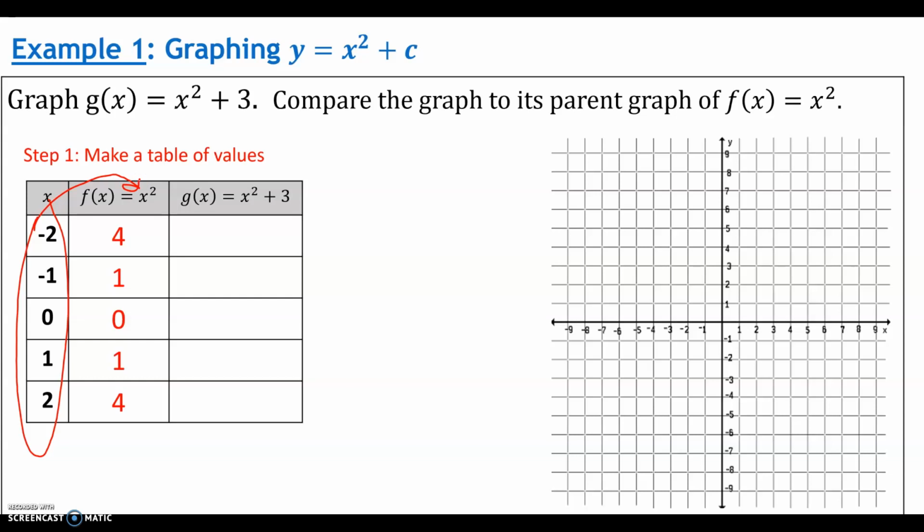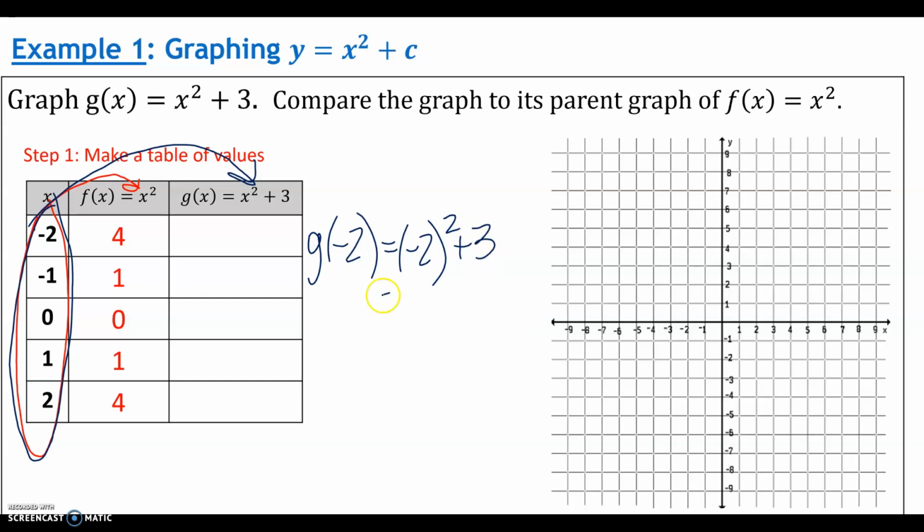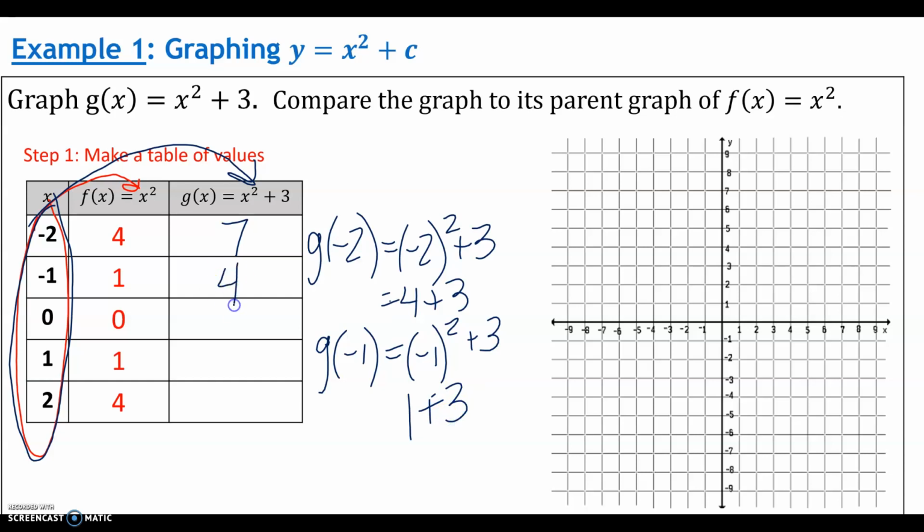Okay, now what's different is I'm taking these ones and I'm plugging them into g of x now. So they're going to change slightly. So if I do -2, I do -2 squared plus 3. I get 4 plus 3 is 7. Do -1. And then I get what? 1 plus 3 is 4. 0 we can do in our head. You would obviously get 3. Now, by definition of symmetry, this would be a 4, and that would be a 7.